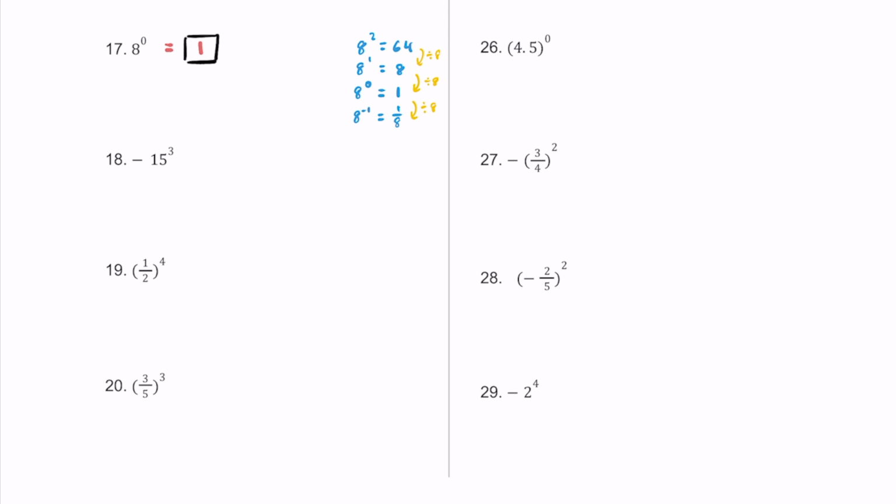Moving on to number 18, we have this negative 15 raised to the third power. So keep in mind, this is negative, but then there are 3 of these 15s multiplied together, okay? There's only 1 negative here, so our answer will be negative. Okay, now let's go ahead and figure out what 15 raised to the third power is, right?